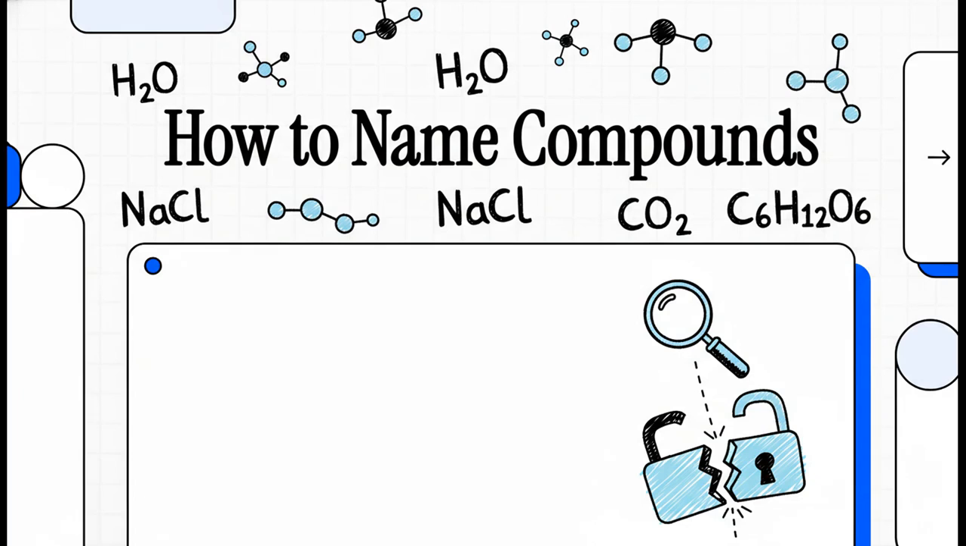All right, let's jump right in. Naming chemical compounds. They can feel like you're trying to learn a secret code, right? You see all these formulas, but the names seem to follow a set of rules that are just impossible to figure out. Well, guess what? Today, we are going to crack that code.